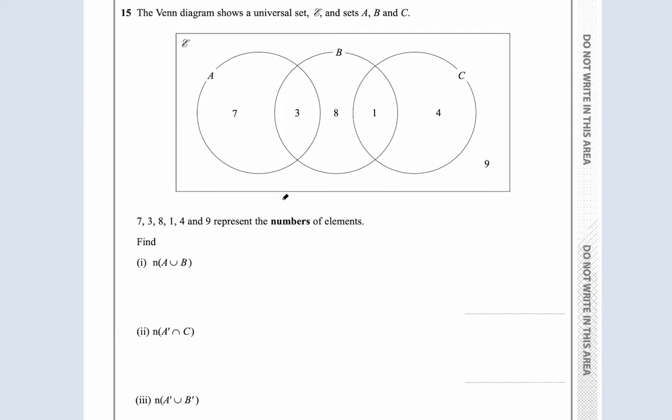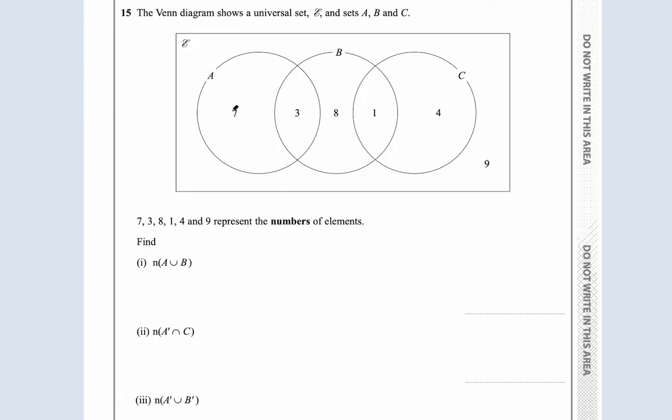Question 15. So we have a Venn diagram, universal set, and A, B, and C within the universal set. 7, 3, 8, 1, 4, 9 represent the numbers of elements. So I always find this confusing, guys, whether these numbers are elements or whether they're numbers of elements. Now it always tells you, but you have to read the question very carefully. These are the numbers of elements.